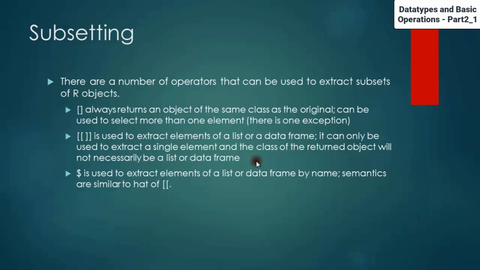So here R provides a list of operators that can be used for extracting subsets. For example, the single square bracket can be used to extract the same class of object as the original one. It can be used to select more than one element. The next one is the double square brackets, which can be used to extract elements of a list or a data frame. It is similar to an array within an array in C programs. It can be used to extract a single element, and the class of the returned object is not necessarily a list or a data frame. Now we can use dollar to extract elements of a list or a data frame by name. Semantics are similar to those of double square brackets.